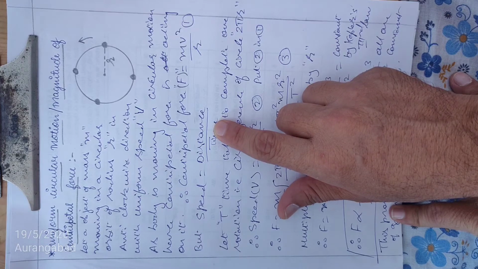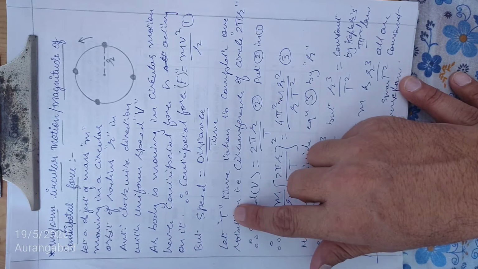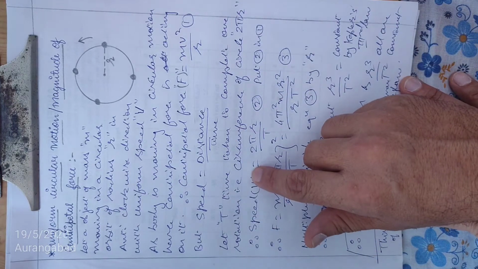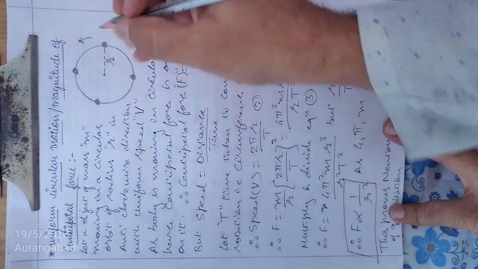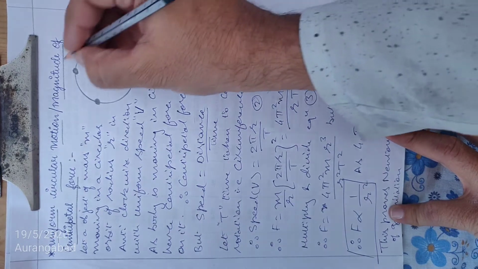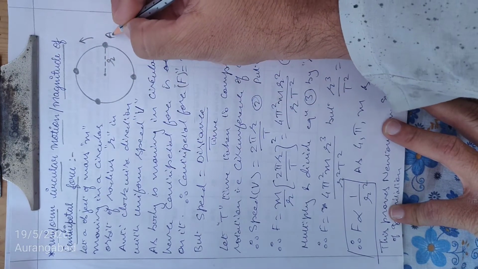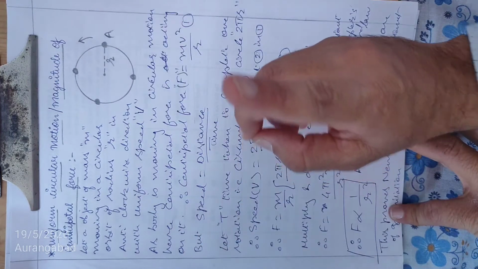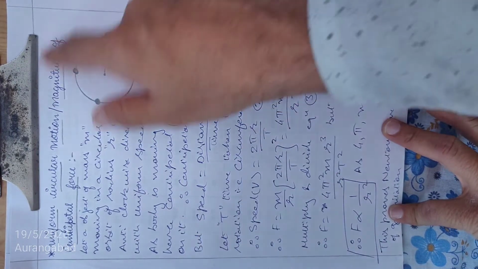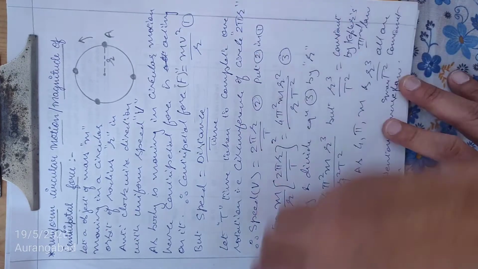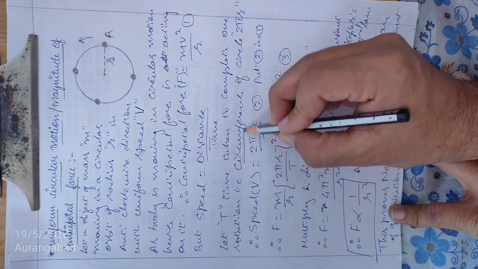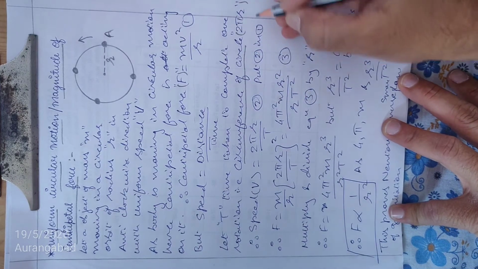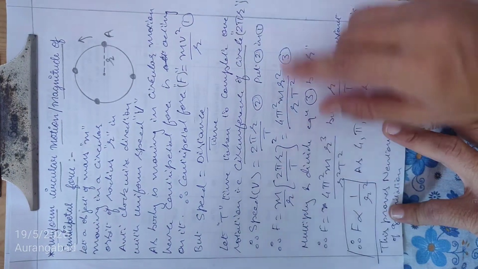So let capital T be the time taken to complete one rotation or one revolution. Means if the body is starting from this point, suppose A, completing one complete circle and again coming back to point A, that means one rotation or one revolution. And one revolution is nothing but the circumference of the circle. So everyone should learn this circumference of circle. And we know that circumference of circle is 2 pi r or pi d.